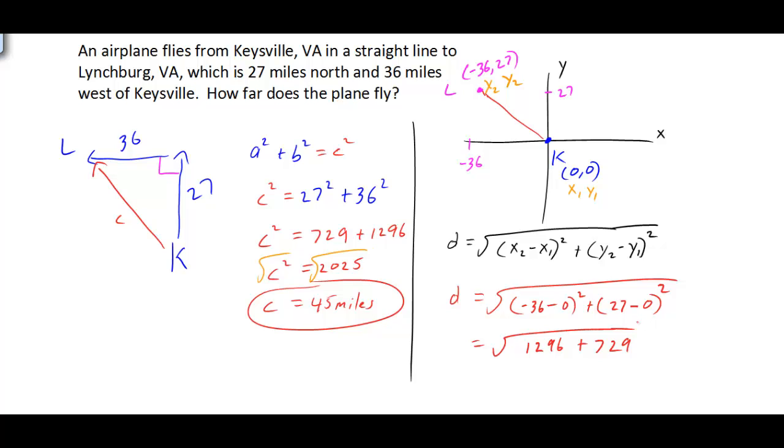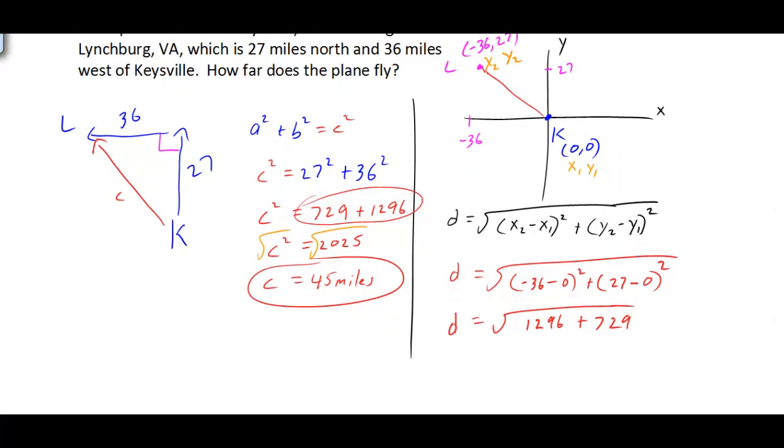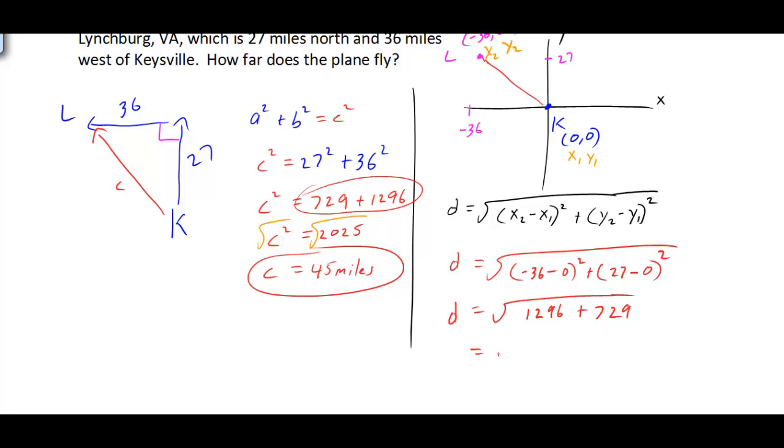And if you look, those are the exact same numbers we had over here using the Pythagorean theorem. So then, of course, here, if we add these together, you're going to end up with the square root of 2025. And then, of course, then the square root, we end up with 45 miles.